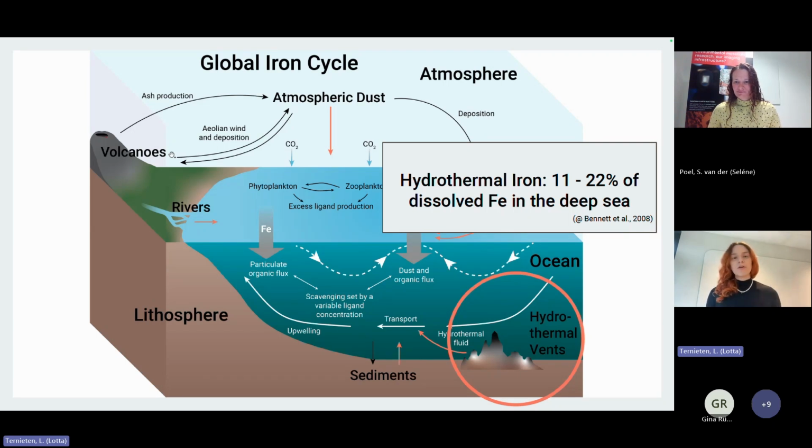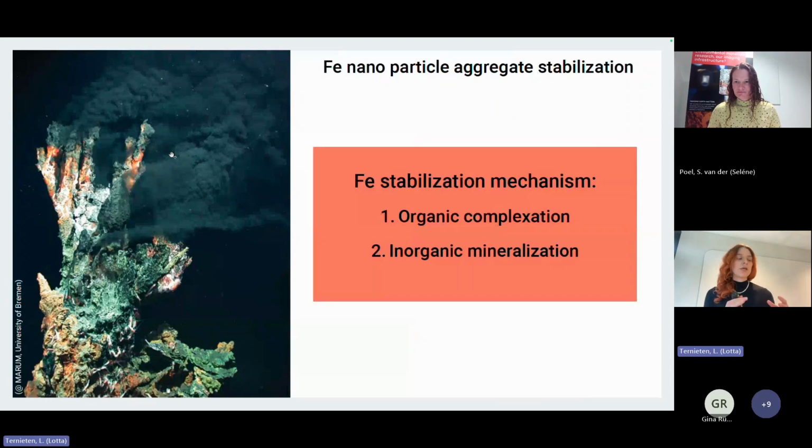But we don't fully understand how this transport process works, how we can transport the iron from the actual source, the hydrothermal vent systems, into the deep sea, especially the reduced iron, the iron 2, which is more soluble and more bioavailable. And right now there are 2 main theories. The first one is organic complexation, so that the iron forms complexes with organic matter, which stabilizes it and allows the transport into the deep sea. The second theory is inorganic mineralization. It's a completely inorganic process, which keeps the iron in the colloidal size range and allows it to stay in the water column and be transported.